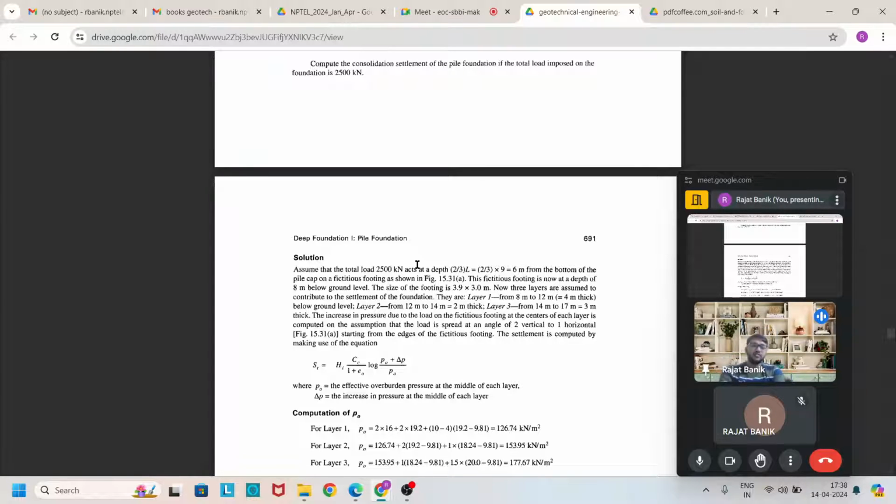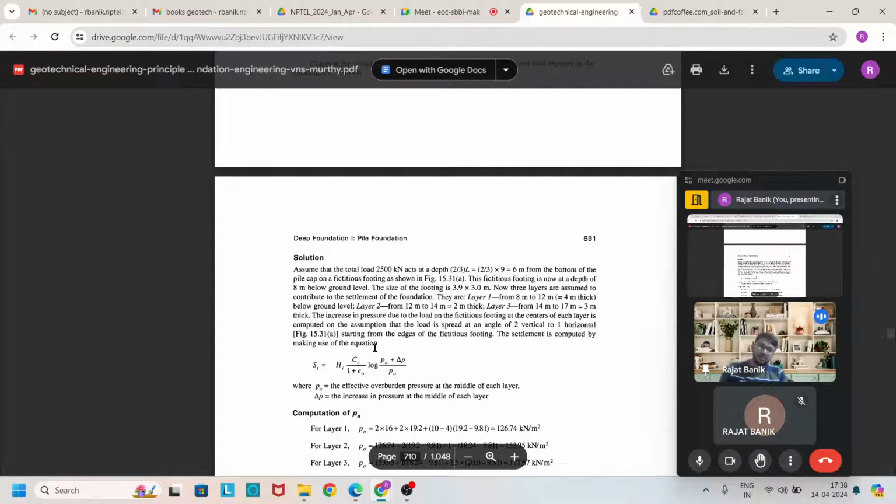The size of the pile cap is given as 3.9 by 3 meter. How did it come? By the same formula, n minus 1 into s plus d. Here n is 5, so 5 minus 1 is 4, 4 into 0.9 is 3.6, plus 0.3 is 3.9. This is the length. For the width it is n minus 1, that means 4 minus 1 is 3, into 0.9, it is 2.7, plus 0.3, it is 3 meter.